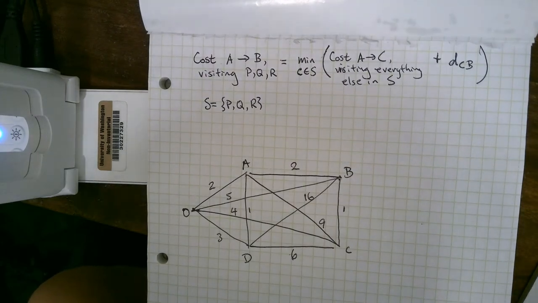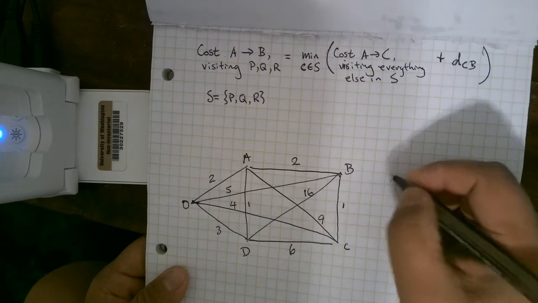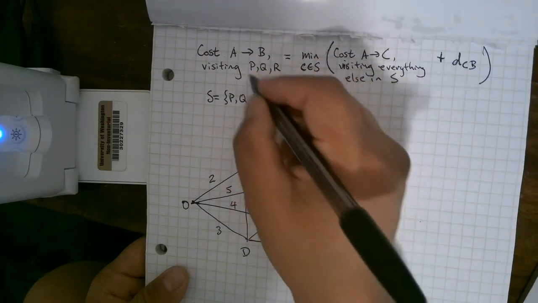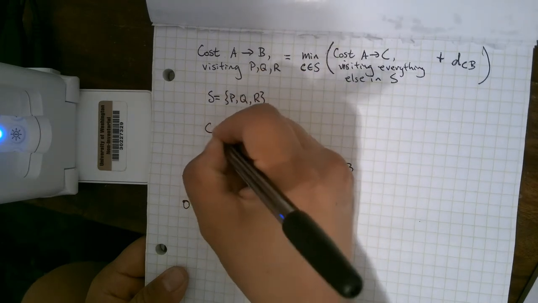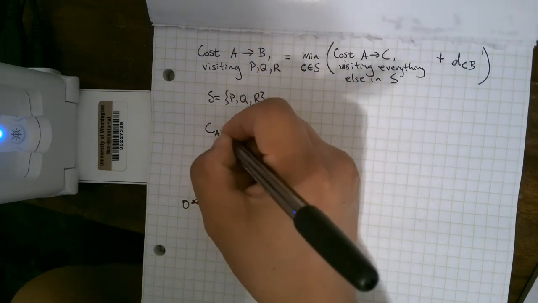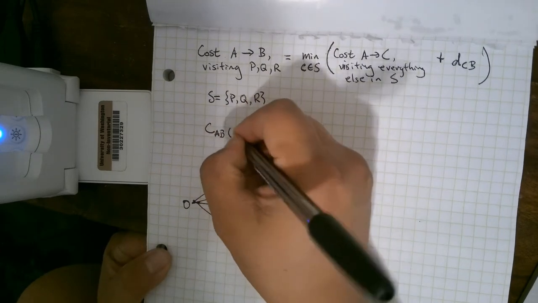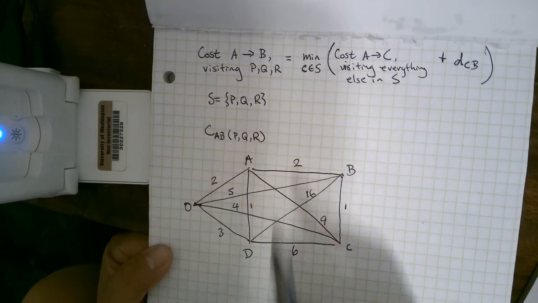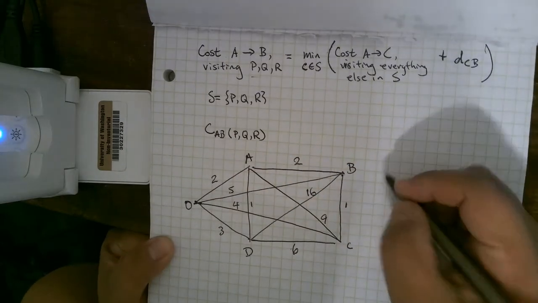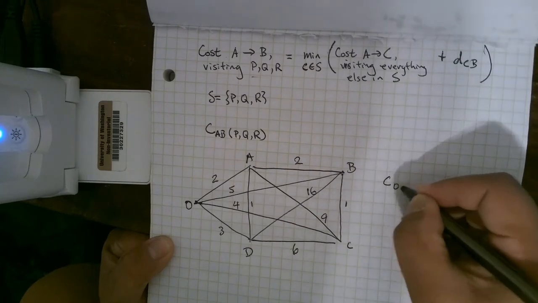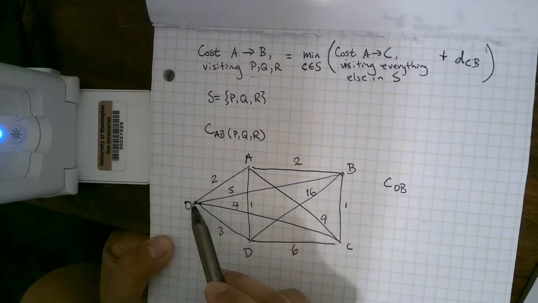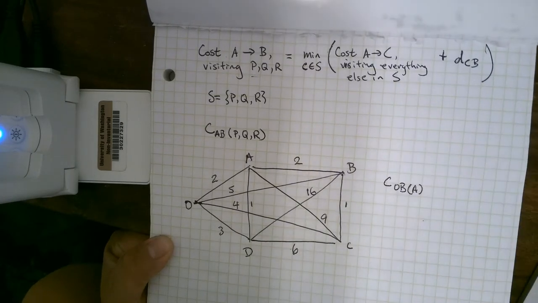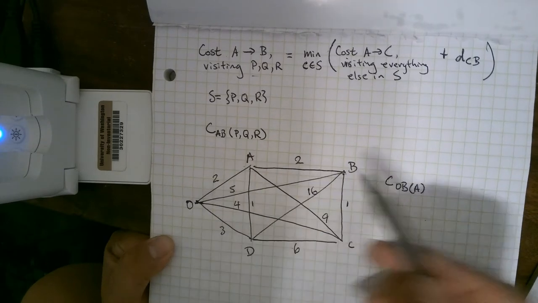So, for example, here are some easy ones. Let's make this notation: this will be the cost from A to B of, and we'll just put PQR in brackets. So we're starting at A, ending at B, visiting P, Q, and R. That'll be the notation. Okay, so we can calculate these pretty easily. Cost starting at O, ending at B, and also visiting city A. Well, there's only one way to do that. It's 2 and then 2. So that total cost is 4.